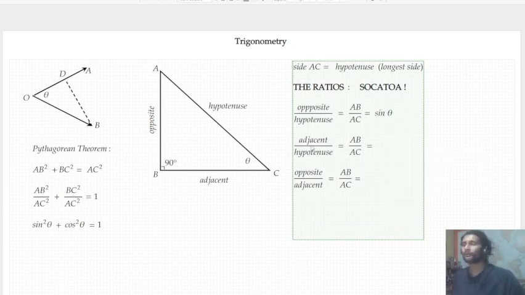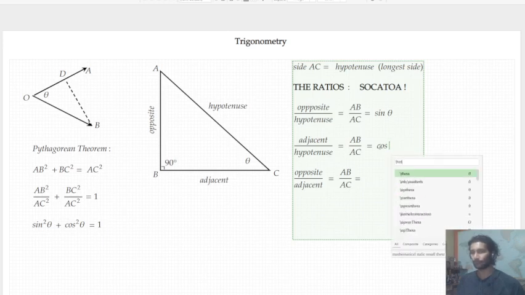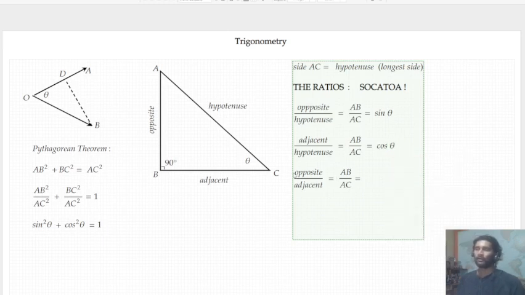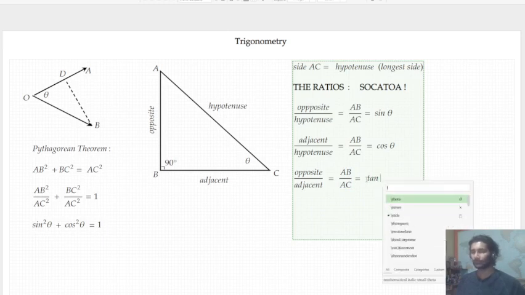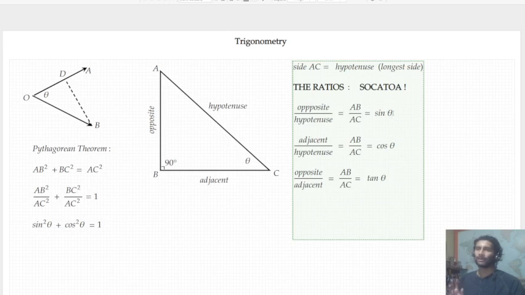Similarly, my adjacent side over my hypotenuse, that is BC over AC, corresponds to a trigonometric function called cosine or cos of theta. And the opposite side over adjacent side, that is AB over BC, corresponds to a trigonometric function called tan or tangent of theta. These three are the basic trigonometric functions which correspond to certain ratios of sides of a right angle triangle.